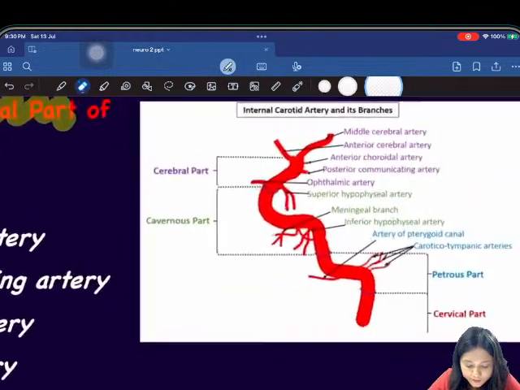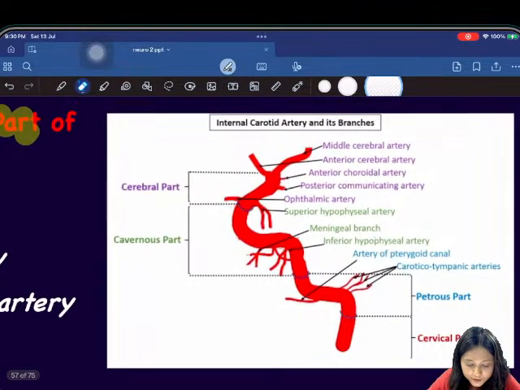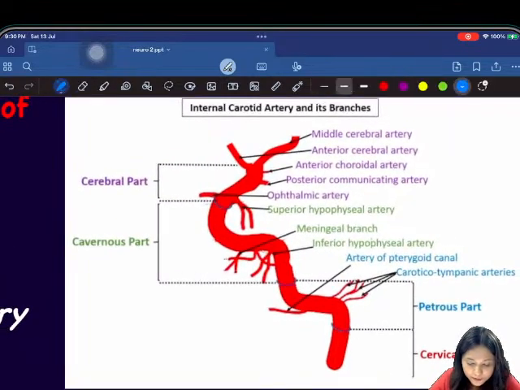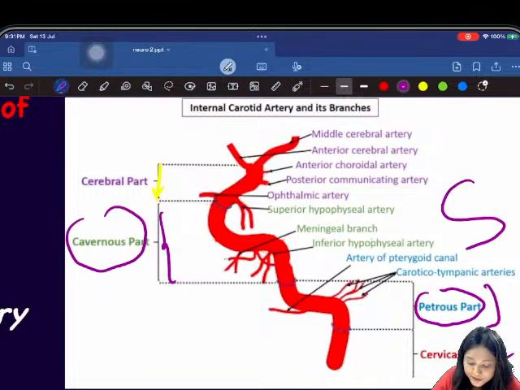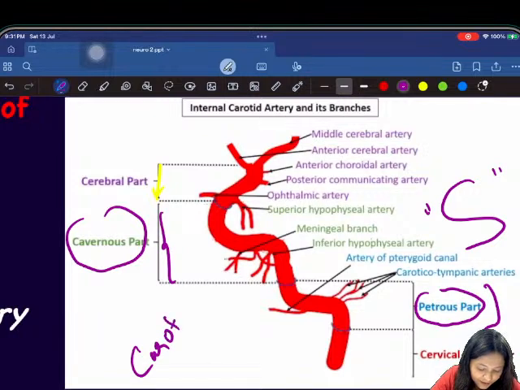So these are the branches of your internal carotid. You can see here the different parts of the internal carotid. This entire part is the cerebral part, and then you have the cavernous part, and then a small petrous part, and then the cervical part. Now you can see a certain bend between the petrous part and the cavernous part. That bend looks like an S, and that is known as the carotid siphon. That S-shaped bend is known as the carotid siphon.